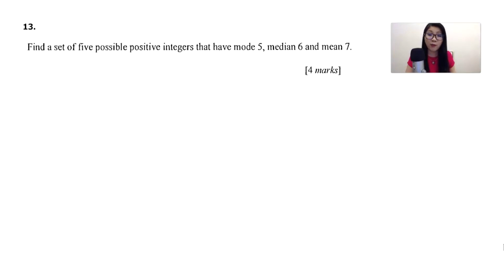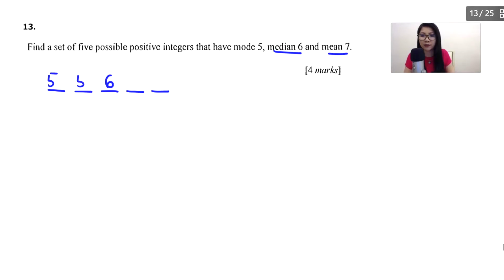So here we have 5 possible positive integers, which means there will be 5 numbers: 1, 2, 3, 4, and 5. They say the median is 6, which means the middle is 6. And the mean is 7. The mode is 5, so the number less than 6 is 5, which means there will be 2 5s. Now we already know 3 numbers, but we don't know the last 2. So I'm going to label them as X and Y.